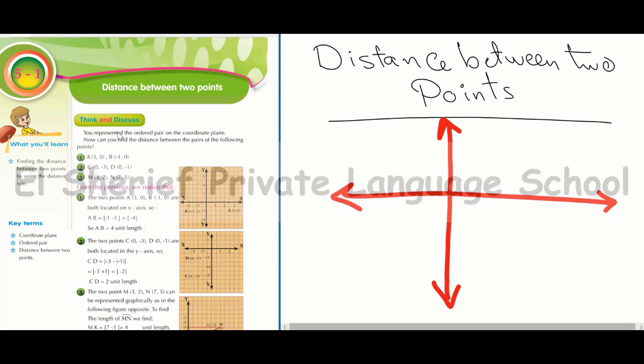If we have a point like this here, point A, and another point here, B, the distance between them is the distance between A and B. But here A is called 3 and 0. B is called 7 and 0. Then the distance between them is the distance between 3 and 7. It means 4 equal units. Then the length of line segment AB equal 4 unit lengths.